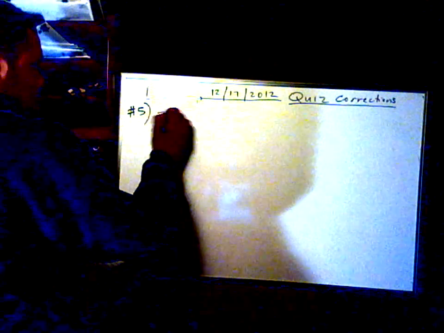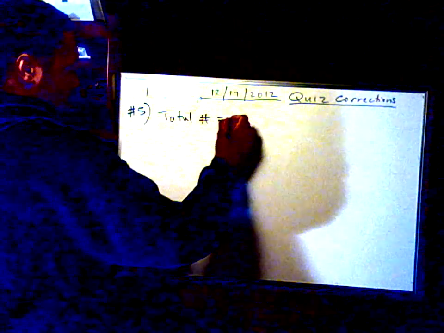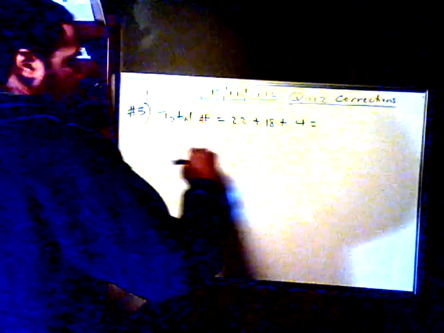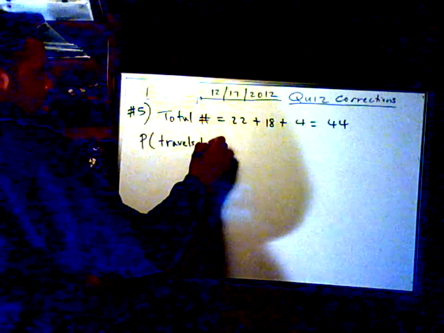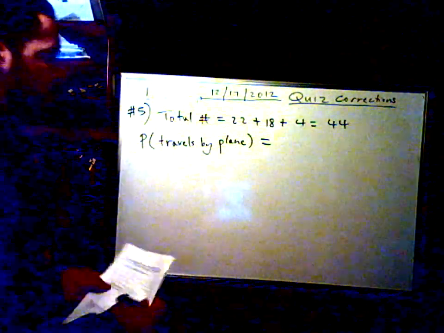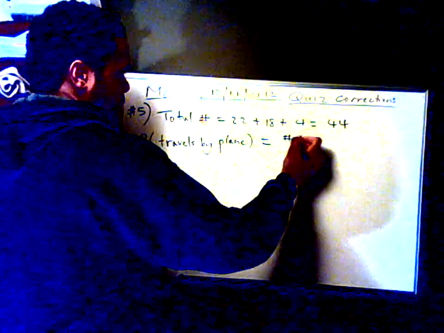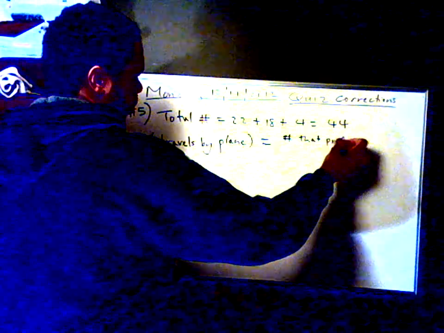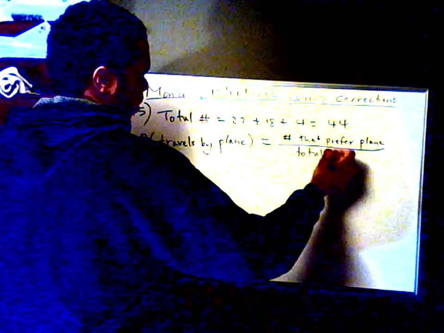So we know that the total number of people surveyed is equal to 22 plus 18 plus 4, and that's going to be equal to 44. So the probability that a person travels by plane is just going to be equal to the number of people who prefer plane, okay? So the number that prefer plane divided by the total number surveyed.